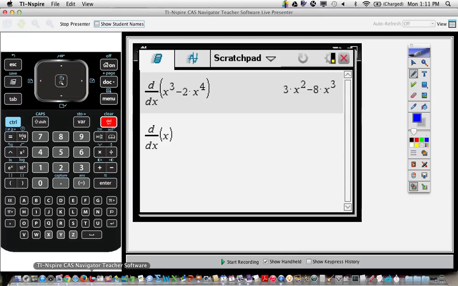So now, what was the next one? It was x cubed. You didn't write it down? Oh. Well, that's one way to go. Okay, x cubed plus sine x. And hit enter.